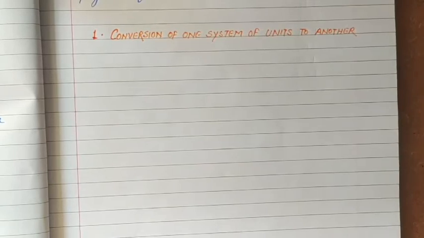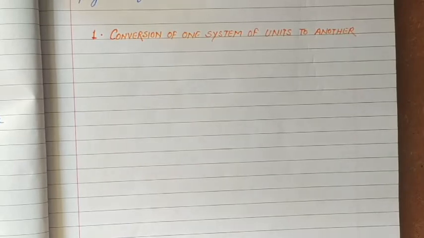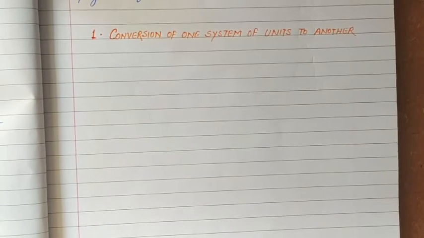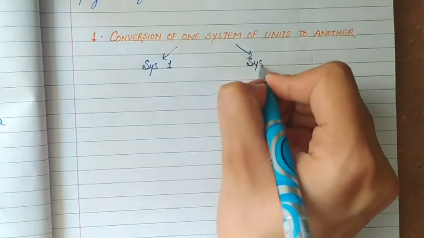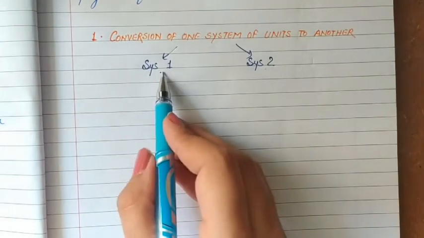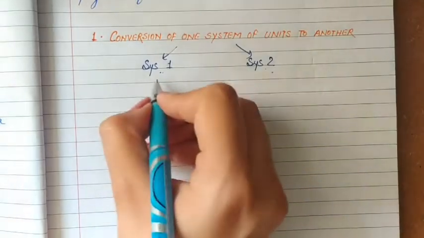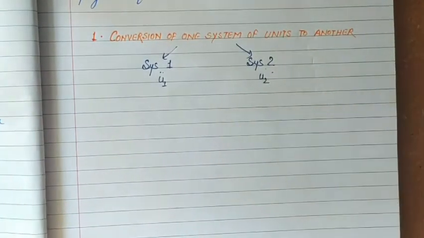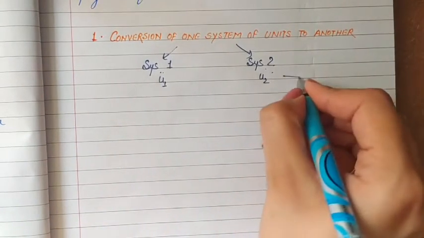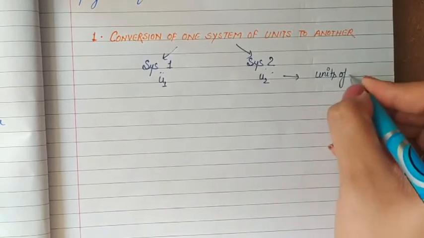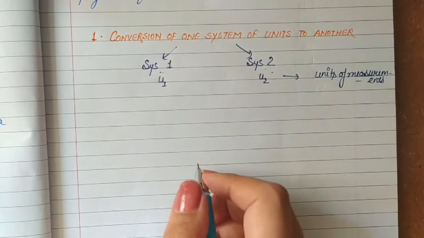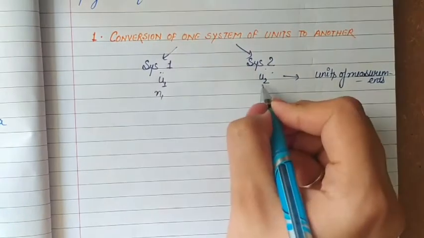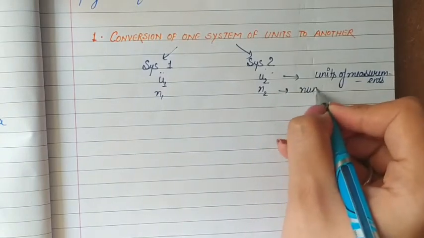If I am using the CGS system or the MKS system, the magnitude of that physical quantity will remain the same. To understand this in a better way, let us consider two systems, right? System 1 and system 2. I have considered two systems of units, system 1 and system 2. Let U1 and U2 be the units of measurement of the physical quantity. I am writing here, these are the units of measurement for the physical quantity. Next we have N1 and N2 be the numerical values for that physical quantity.